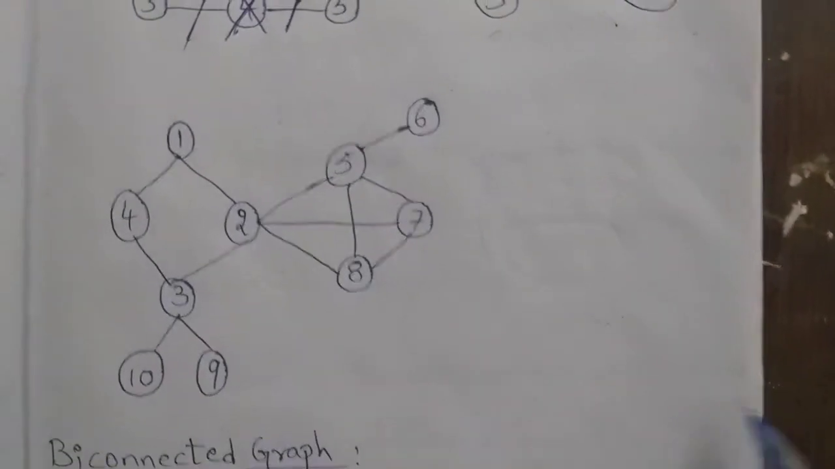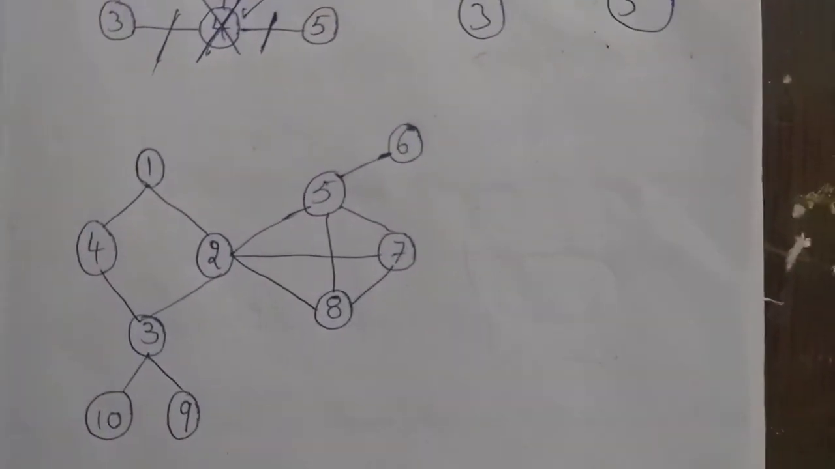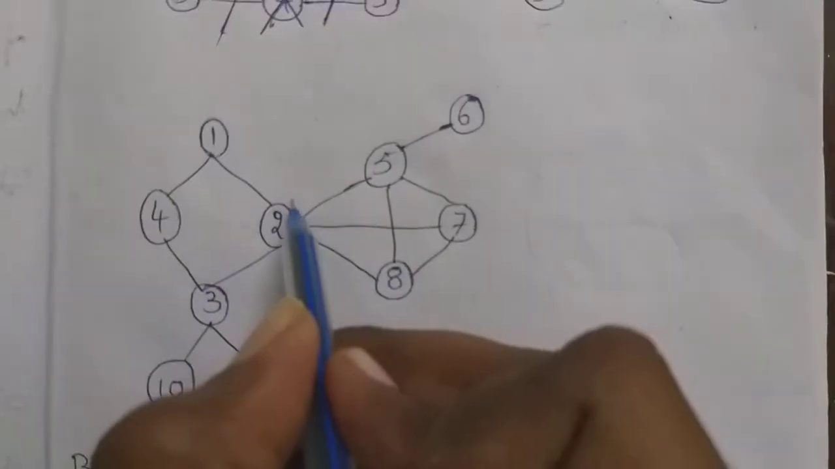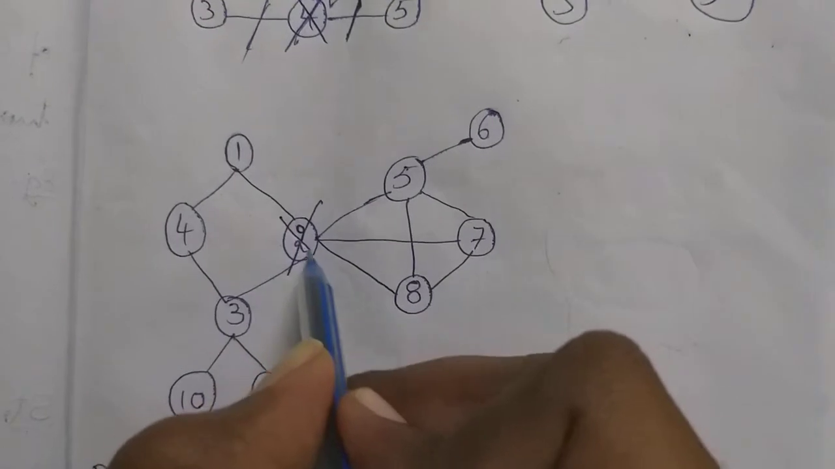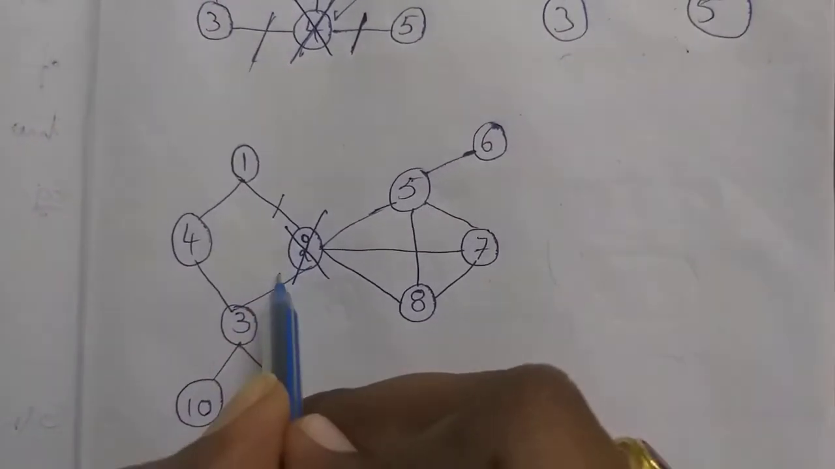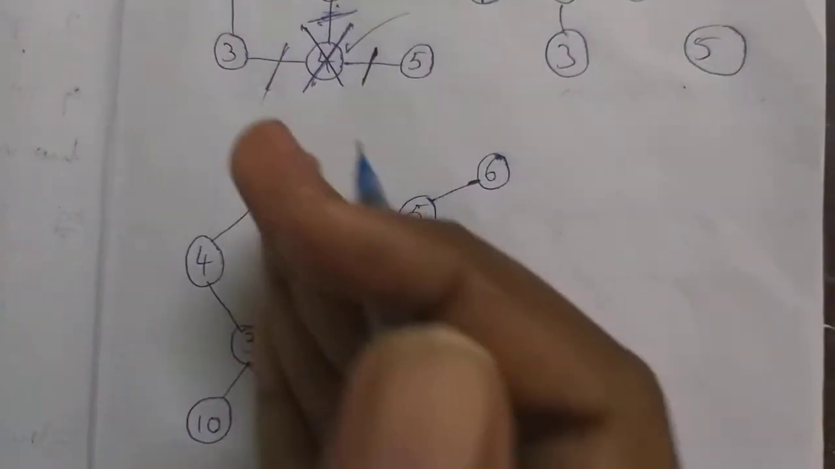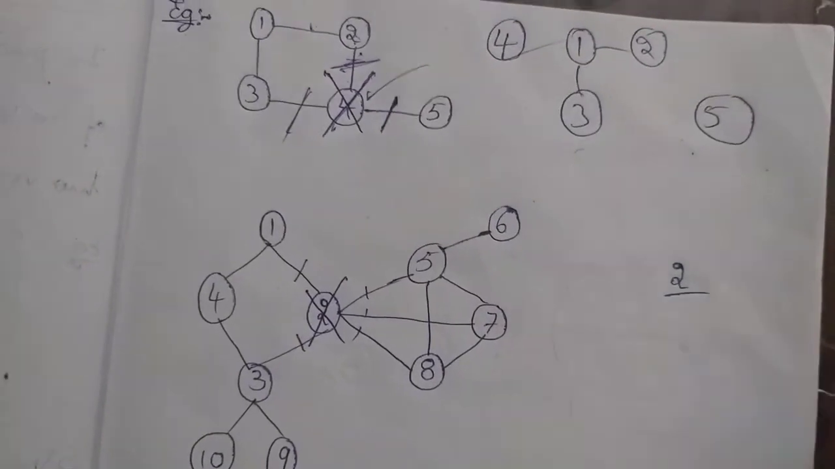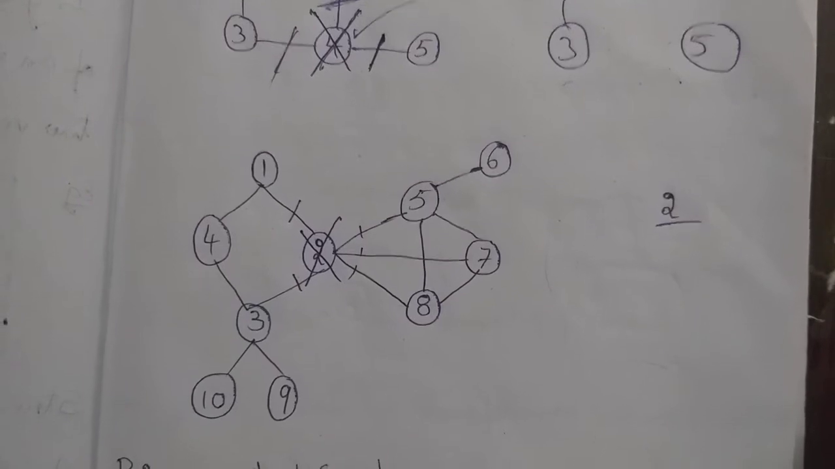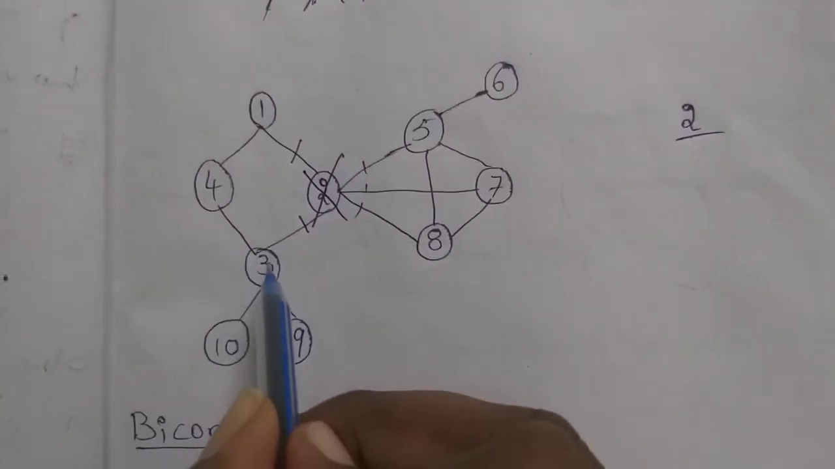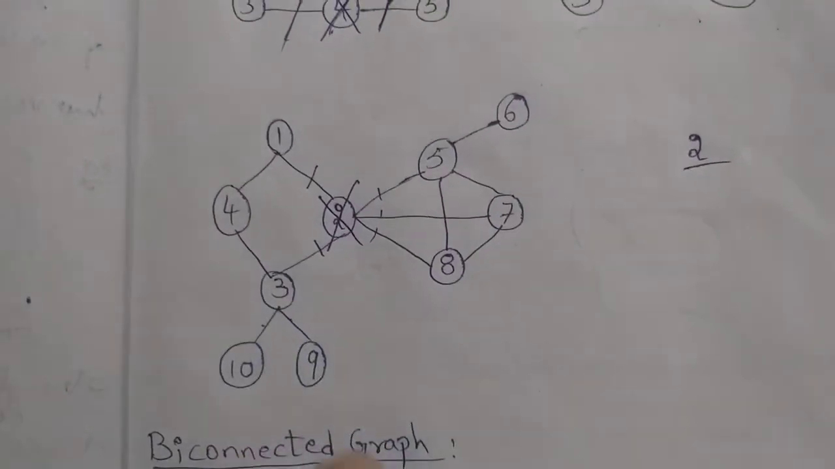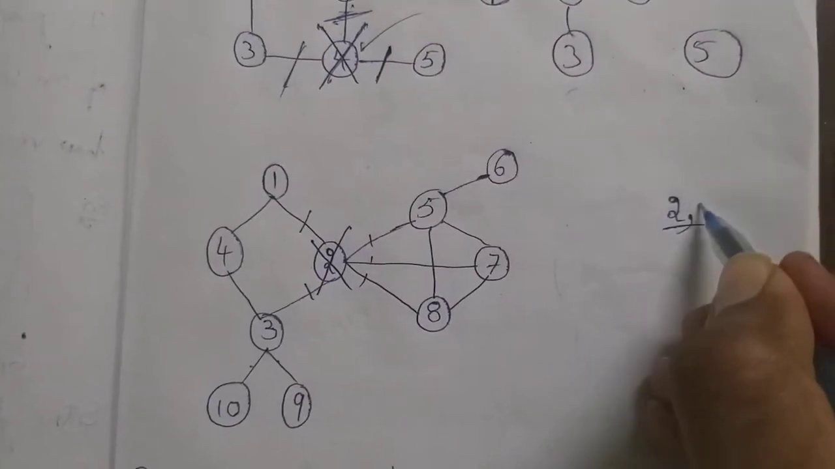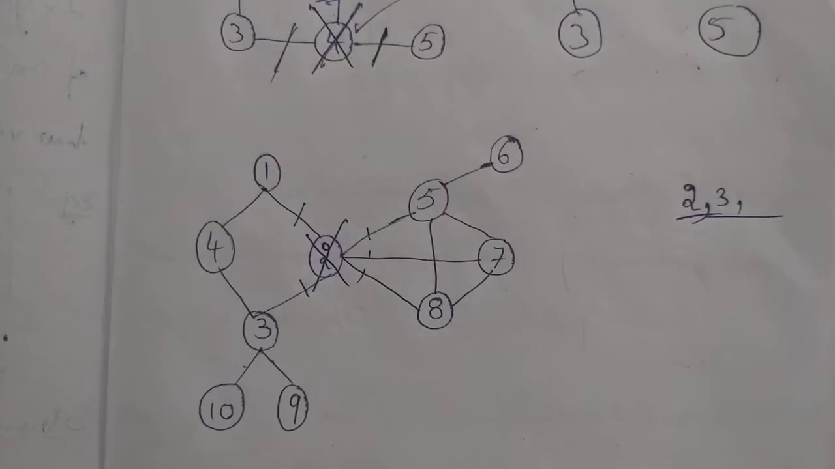Similarly, can you tell me an articulation point for this graph? Just think about it. Yes, if vertex number 2 is deleted along with the edges incident on it, it disconnects the graph definitely. Therefore, 2 is an articulation point. Any other articulation points? Yes, if I delete 3 along with these 2 edges, these 2 remain disconnected from the graph. Therefore, 2 is an articulation point, and 3 is also an articulation point.